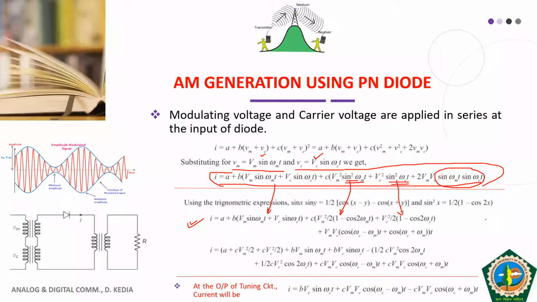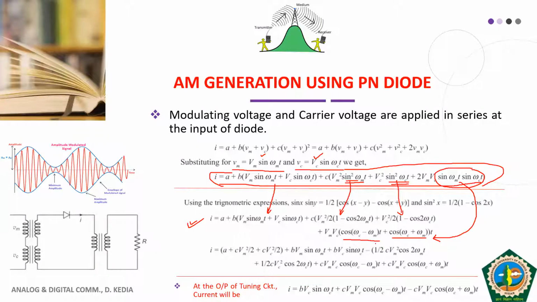This means sine A sine B. So by applying another trigonometric expression, we arrive at an expression that gives us cosine of (omega c minus omega m) t and cosine of (omega c plus omega m) t. These are common trigonometric expressions by using which we have been able to come to this expression.